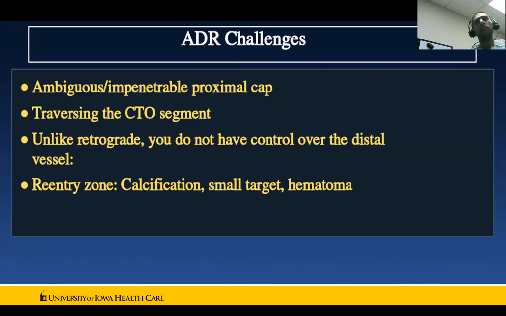Second is impenetrable. If there's a lot of calcium, so if you've got a boulder in front of you, you go around the boulder. So you subintimally dissect and then re-enter back into the vessel. And for reversing the CTO segment, again, if you don't know what the direction of your vessel is, especially sometimes in the right coronary arteries where they're tortuous, ADR provides you a nice way to follow the direction of the coronary vessel without actually perforating the vessel.